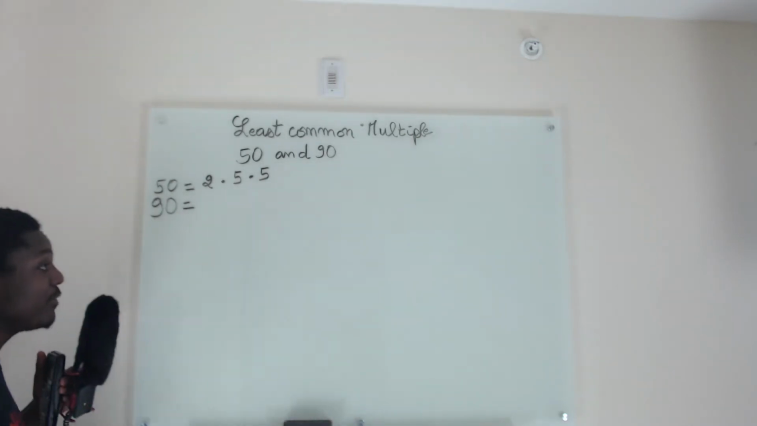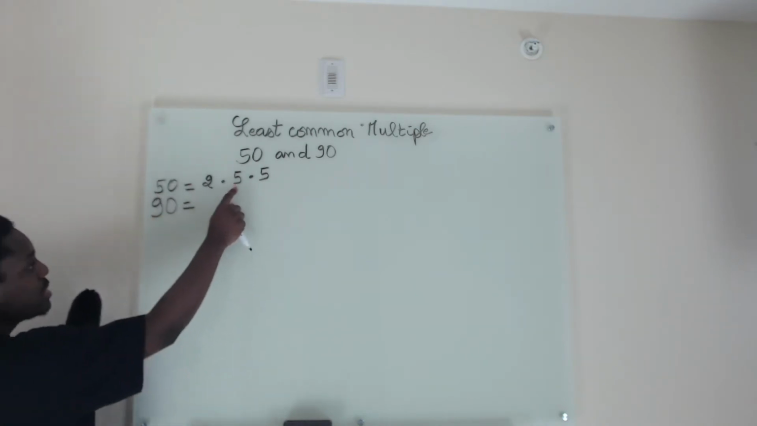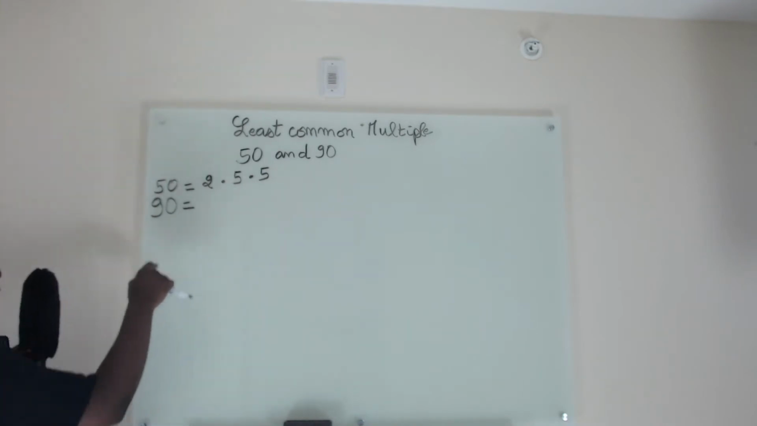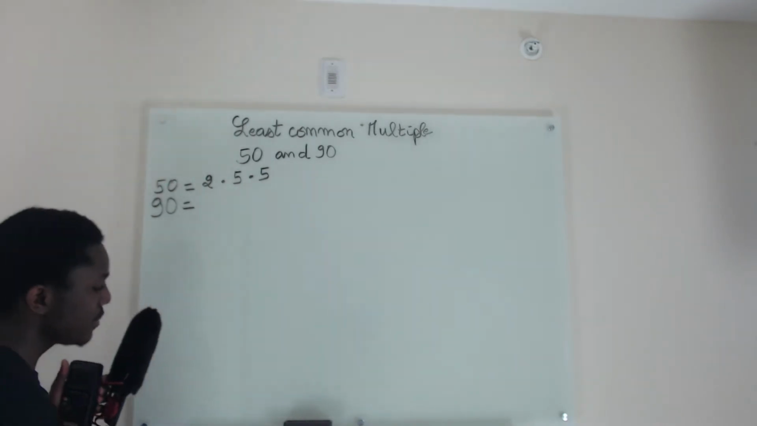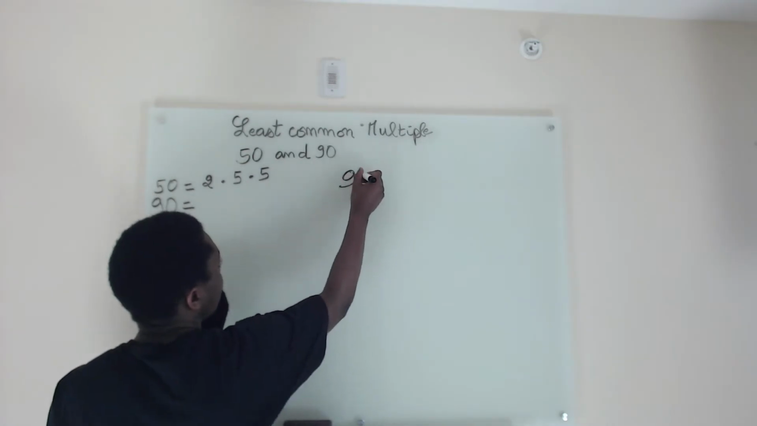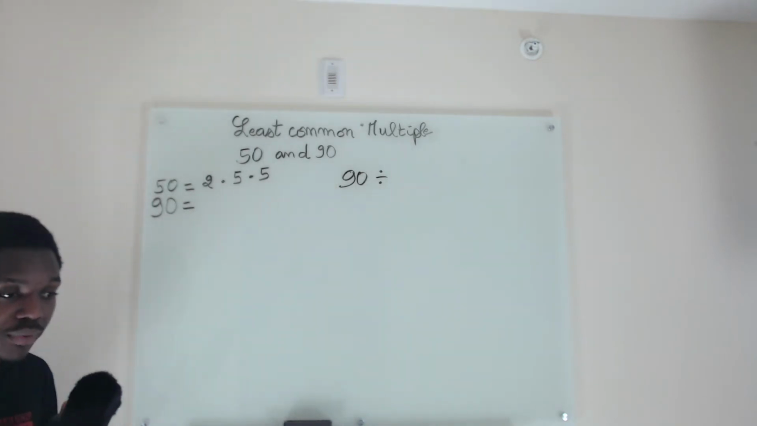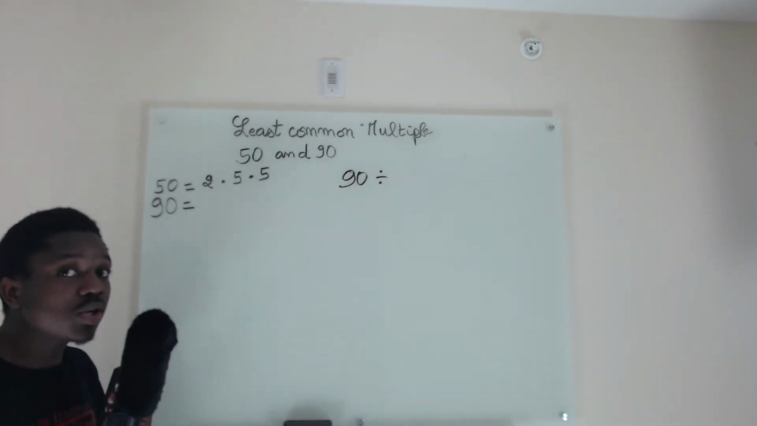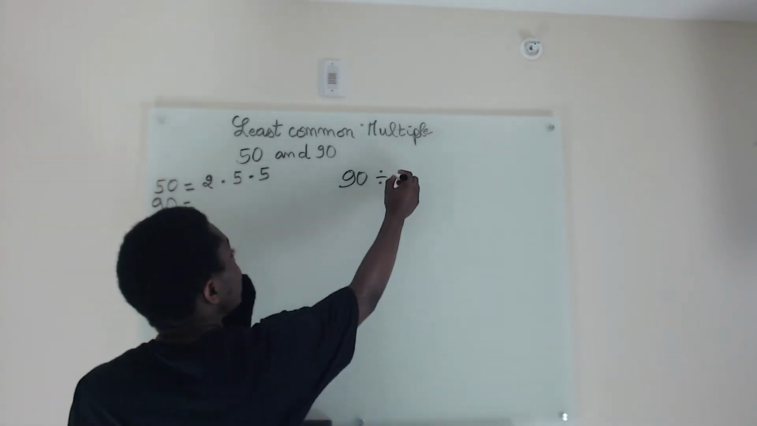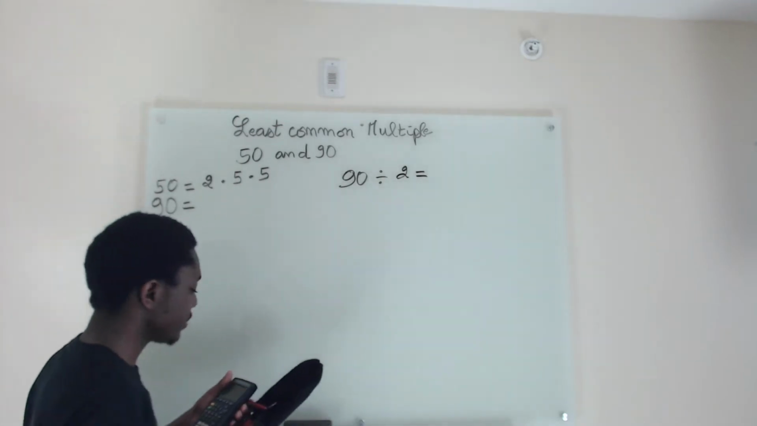So the prime factorization of 50 is 2 times 5 times 5. Okay? So then I take the number 90 and I do the same thing. So I take 90, right? And I start with what number? You always have to start with the number 2. So I take 90 and I divide it by 2 and I put equals.